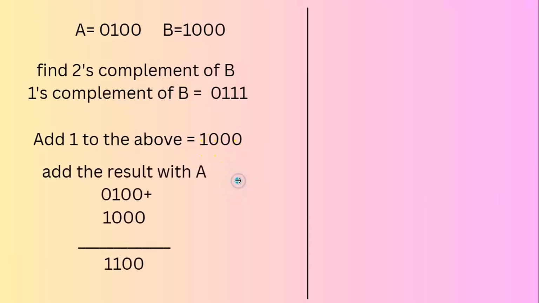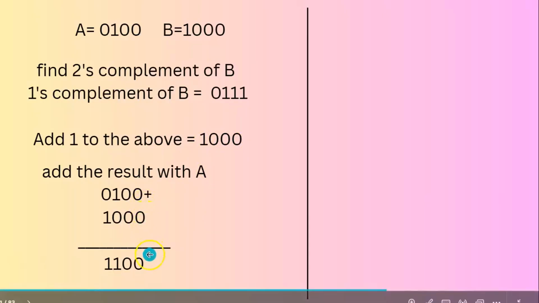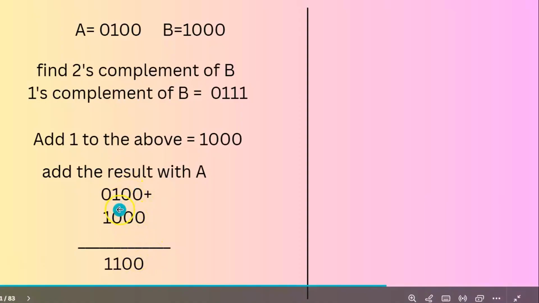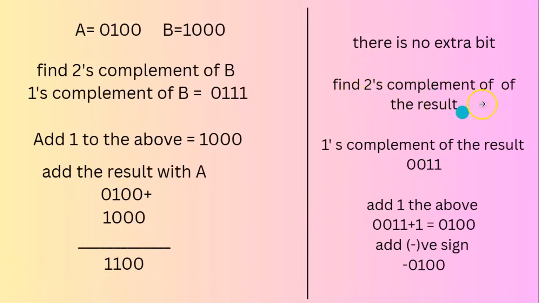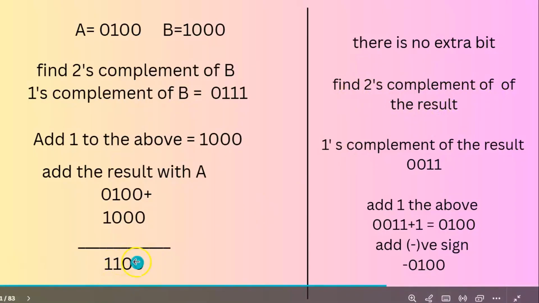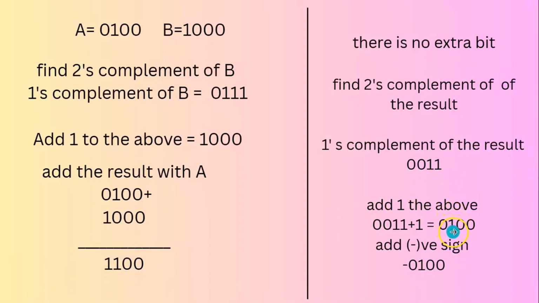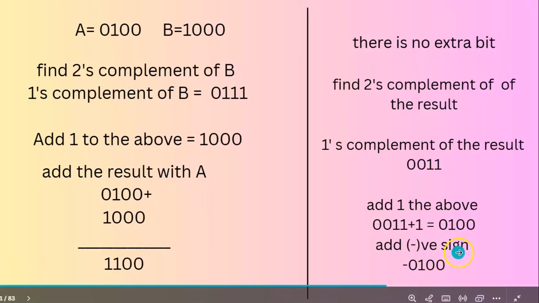So now what we have to do is add this 2's complement of B with A. When you do that, you get the result 1100. Now there is no extra bit. So as per the rule, we find the 2's complement of the result. So let us find the 1's complement of this result, which is 0011, and add 1 to it, and you will get 0100. Now as per the rule, you add the negative sign to the result.